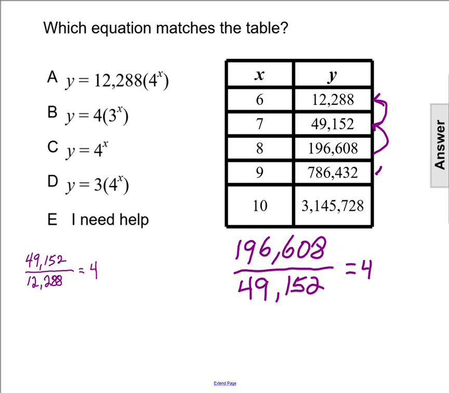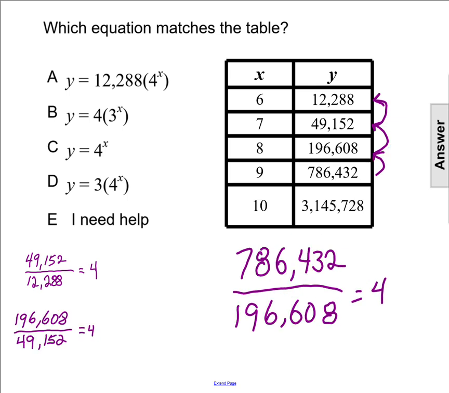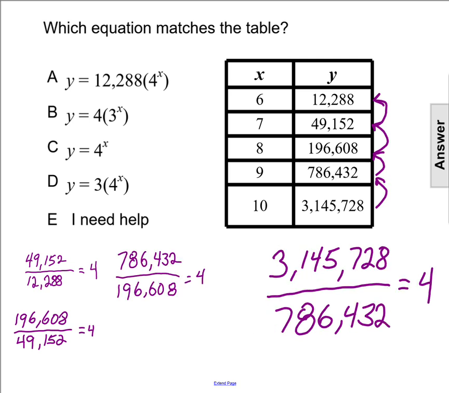Let's take this number, 786,432, and divide it by the previous number. That's also 4. Just to be thorough, I'm going to try this last one here. Take 3,145,728 and divide it by the previous number. And we see that also is 4. So we've determined that our growth factor is 4.